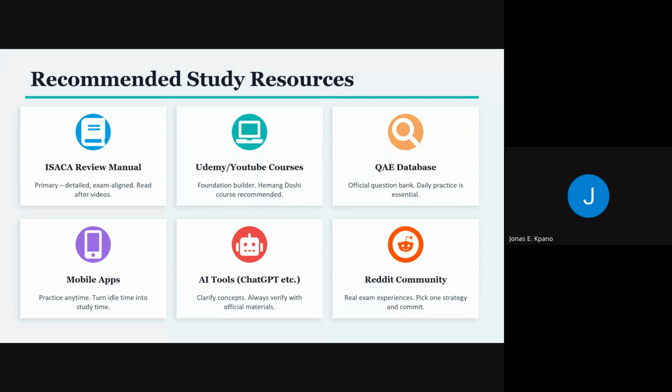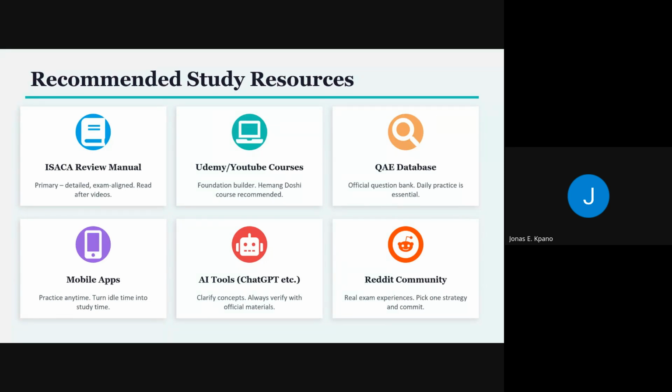The second resource that you can use is taking Udemy or YouTube courses. When it comes to Udemy courses, I always recommend Hemang Doshi's CISA course on Udemy. This introduces you to the CISA domains, but you should understand that you cannot rely only on Udemy or YouTube courses or any other course that you may take, be it a physical course. These courses are to help you get a foundational understanding of what the CISA exam is about.